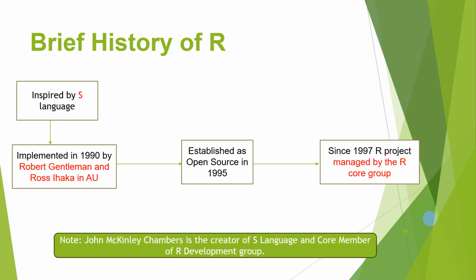John McKinley Chambers is the creator of the S language. As R is taken from the S language, R has the general syntax of S. There is a lot of similarity between S and R, but S is not freely available. It is commercial software, and R is free source software available for the general public to utilize. John Chambers, who created the S language, is now a core member of the R development group.